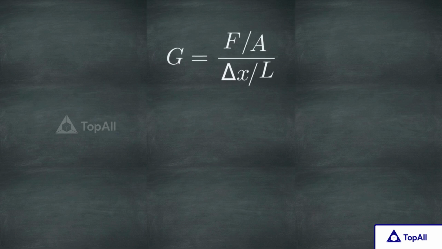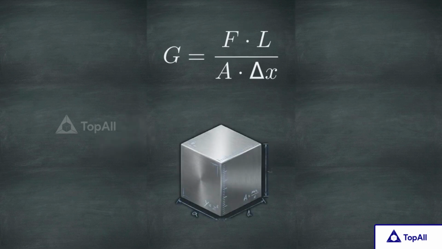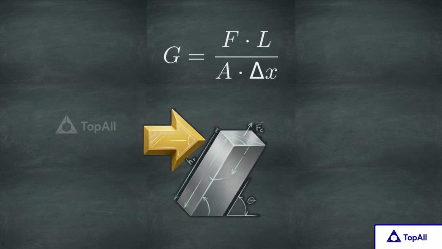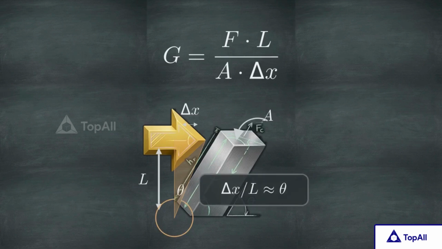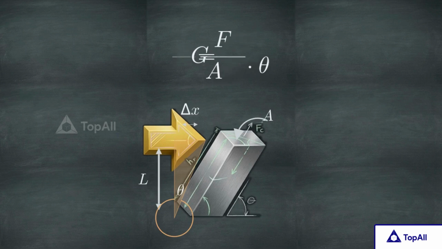We begin with the base ratio, force over area for stress, divided by displacement over length for strain. Simplifying this fraction gives us our first tool. G equals force times length, divided by area times the horizontal displacement. By applying our geometric shortcut, we replace the displacement ratio with the angle theta. This results in equation 8.11. G equals the applied force divided by area times the angle.